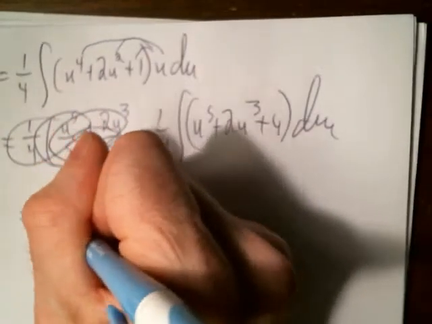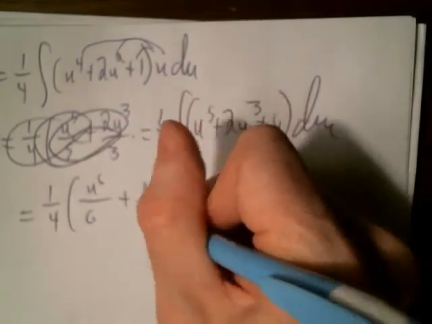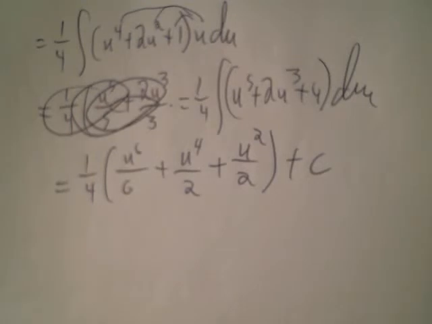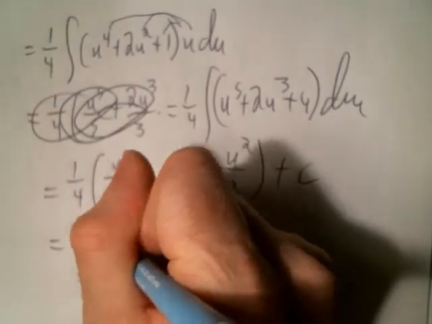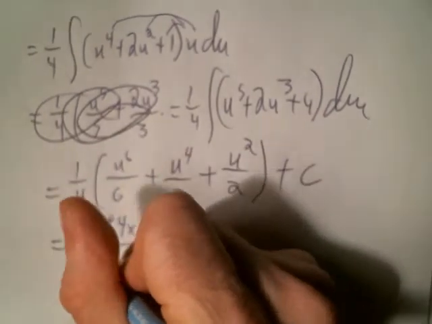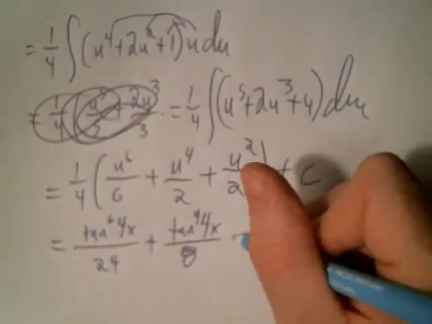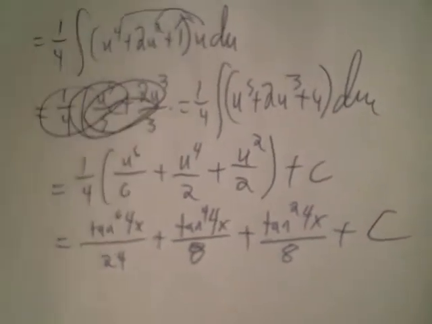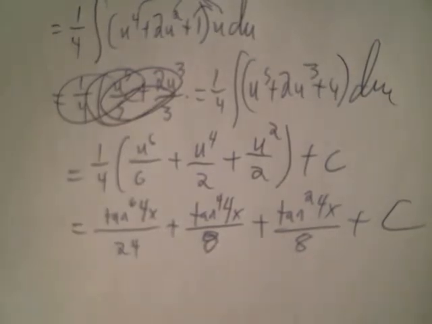And then integrate, so you get 1/4 times u to the 6th over 6 plus 2u to the 4th over 4, which is u to the 4th over 2, plus u squared over 2 plus c, and then distribute and back substitute and come home free. So distributing, I get u to the 6th, and we said u is tan, so I get tan to the 6th power of 4x all over 24 plus tan to the 4th power of 4x all over 8, and then plus tan to the second power of 4x all over 8 again, and then plus c. So when you're dealing with products of secants and tans, you're going to end up with a sort of polynomial in terms of tans or secants.